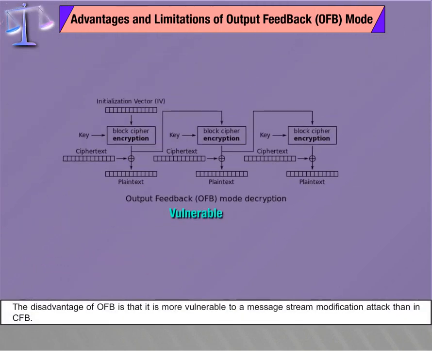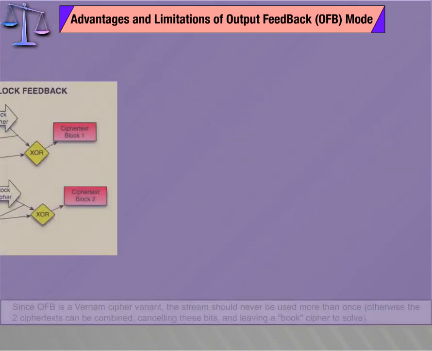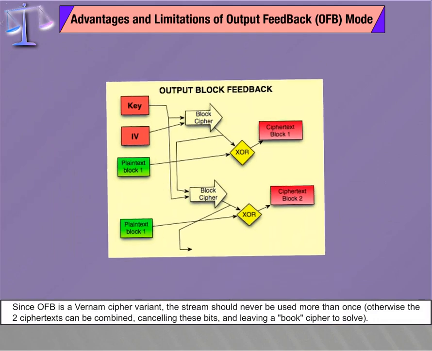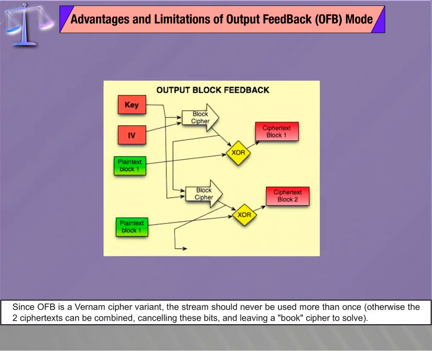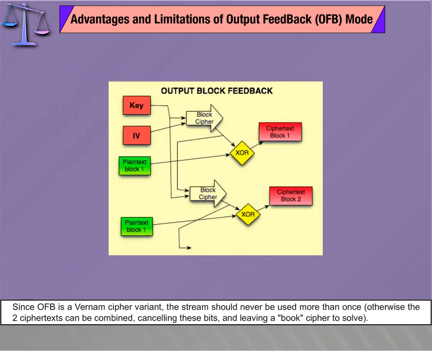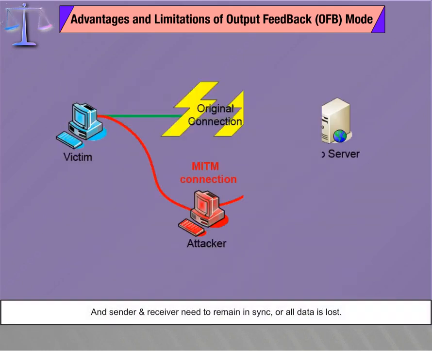The disadvantage of OFB is that it is more vulnerable to a message stream modification attack than CFB. Since OFB is a Vernam cipher variant, the stream should never be used more than once, otherwise the two ciphertexts can be combined, cancelling these bits and leaving a book cipher to solve. And sender and receiver need to remain in sync or all data is lost.